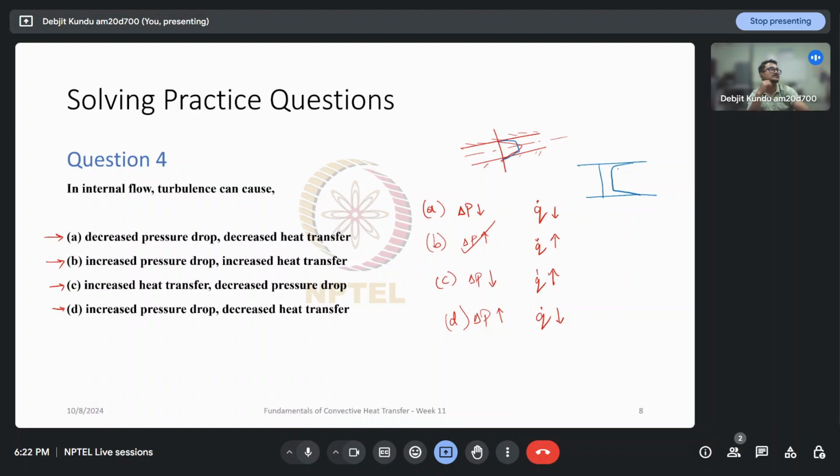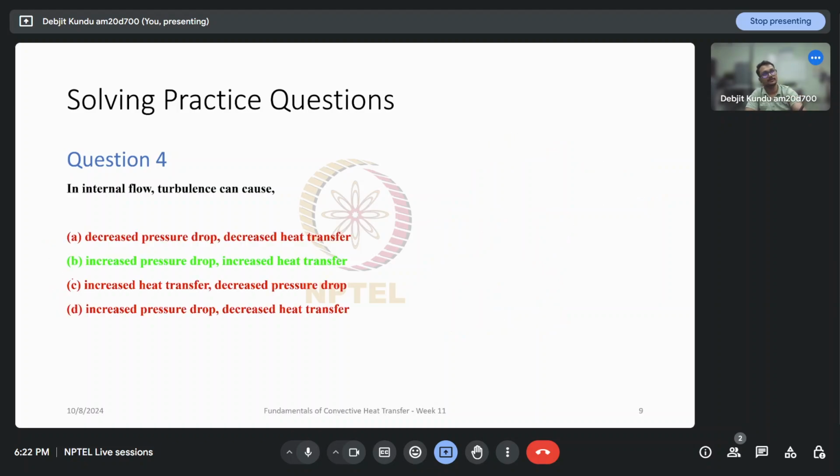In a laminar case, I would have gotten something like this, a more smooth gradient near the walls. So since these gradients become sharper, the heat transfer rates will also increase. So heat transfer would also increase. So the correct combination would have been an increase in both, and that is seen at option B, increased pressure drop and increased heat transfer.